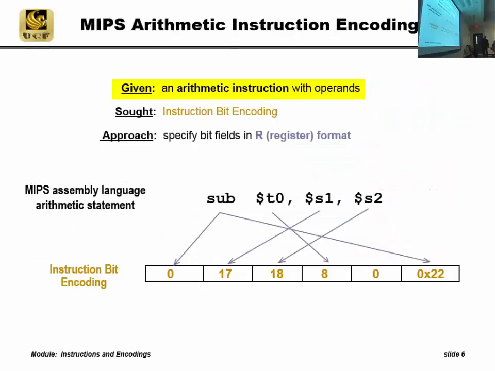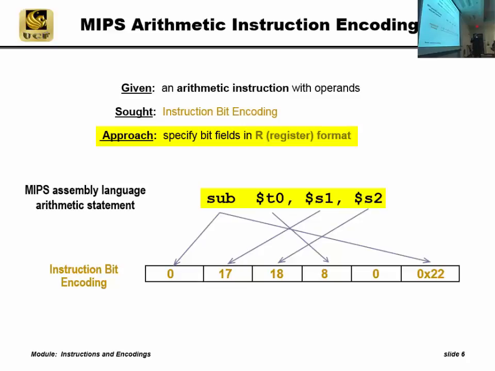So let's take an example. You're given an arithmetic instruction with operands. There it is. What's that? Instruction bit encoding. I color-coded this for you so you can see it, okay? How do you solve this problem? You're going to specify the bits in the register format. First, you have to identify that I need to know its register format. How do I know its register format? Well, it's not an immediate mode, and it's not a jump.